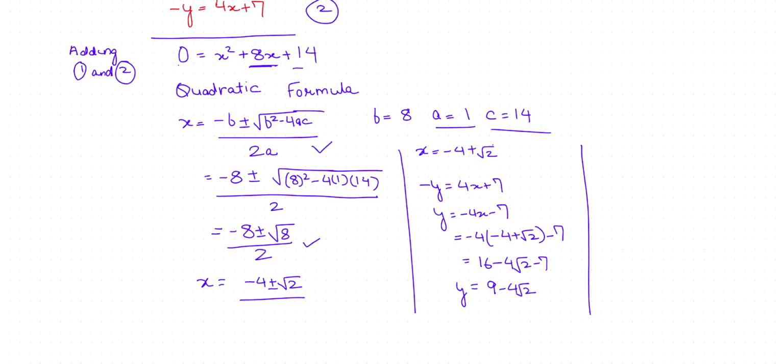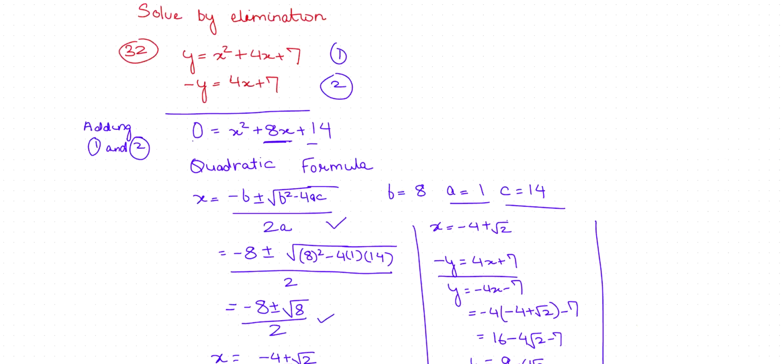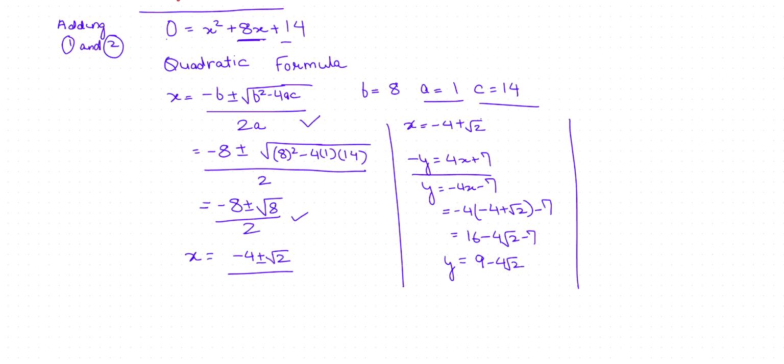So negative y, this equation was given to us. This is equation 2. Because it is simpler, we can use equation 1 also, but this is simpler to use. So we use this, put the value of x here, simplify, and we get the value of y. Now this we used x is equal to negative 4 plus root 2.